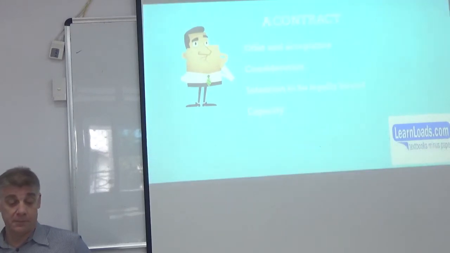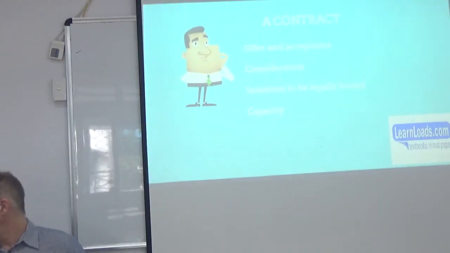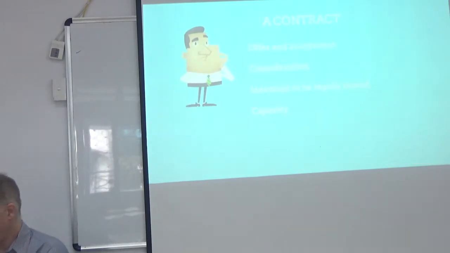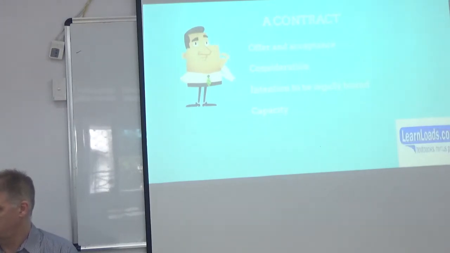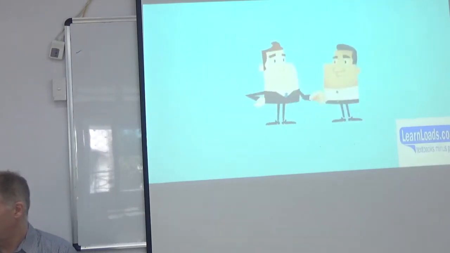And these essential elements are, number 1, offer and acceptance. Number 2, what's called consideration, and that means that both parties have exchanged something of value. Number 3, there's an intention to be legally bound. And number 4, what's called capacity. But we're looking today at offer and acceptance.